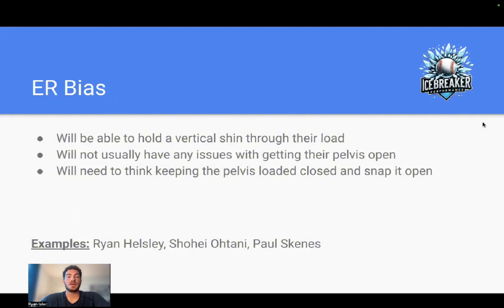Getting into hip bias. So guys that have external rotation bias, this means that they are able to turn their hip outwards, or a lot of times it's confusing because their foot may actually come inwards when they do this. They have much more range of motion externally rotating the hip than they do internally rotating the hip, right? And because of that, when they load and they drop into their back hip, they're able to hold a more vertical shin position, right?